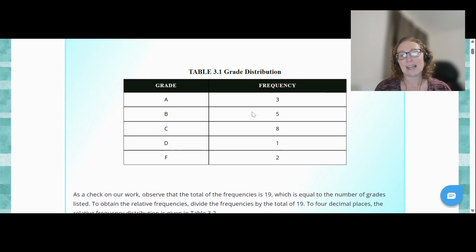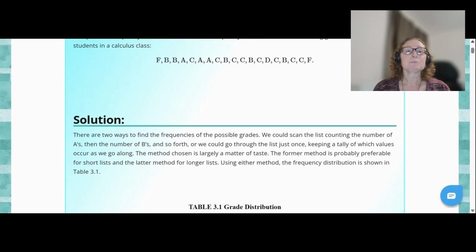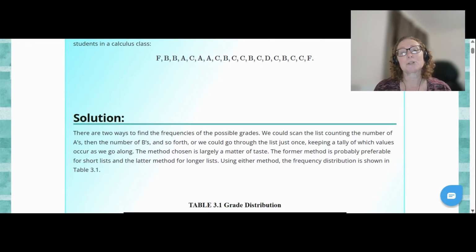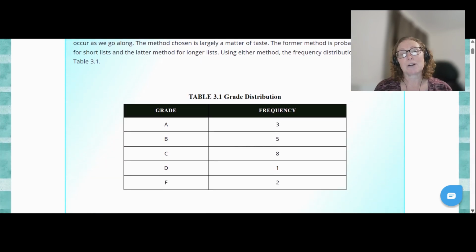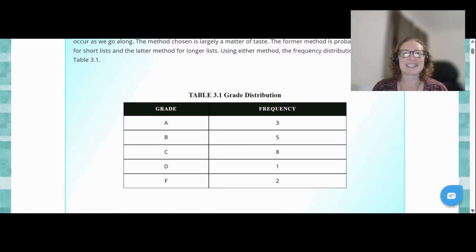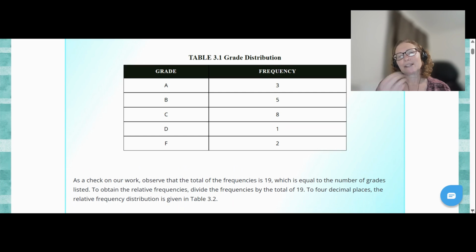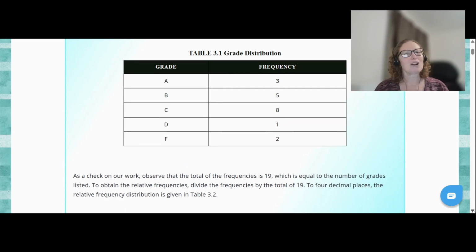So anyway, here's the grade distribution. For grade A, there were 3. If we went back up there and counted 1, 2, 3, yes, 3 A's. That's how we're counting them. You probably want to double check your count and make sure you got the right numbers. So hopefully there's 19. You could have counted all of them and said, oh yeah, there's 19.